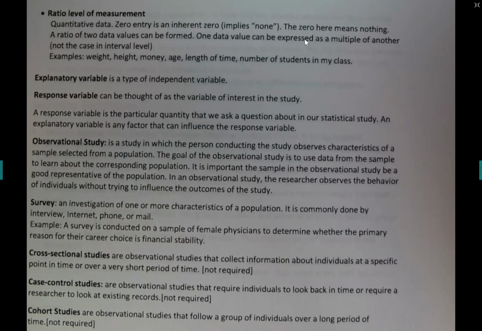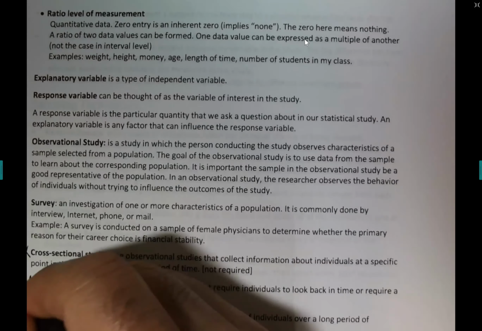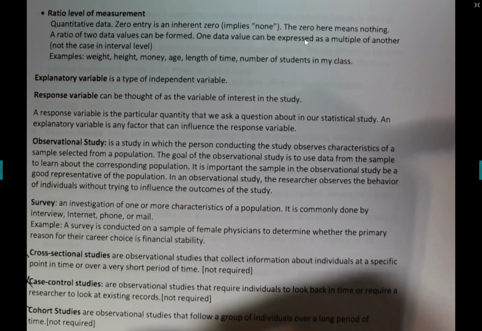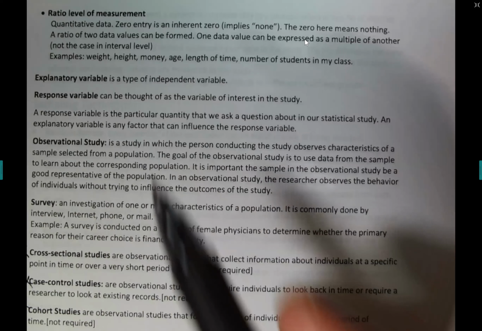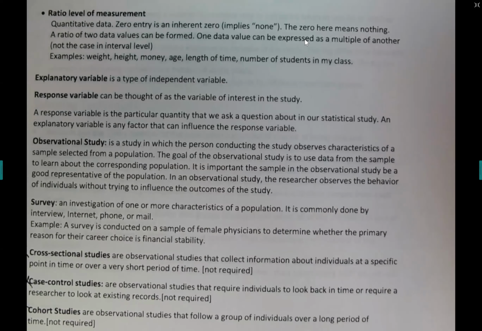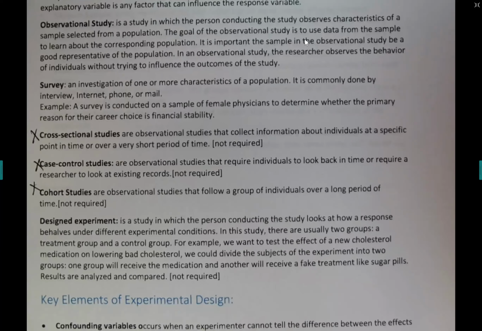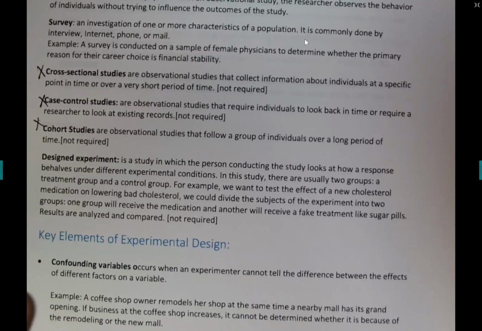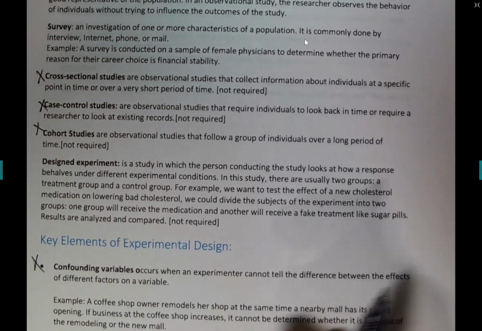Just to show you here, this is not important to us. You just need to know what observational study, experimental design, and confounding variables are. I defined that, but as I told you, I will not be asking you.